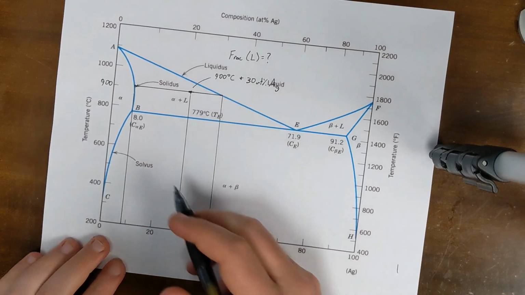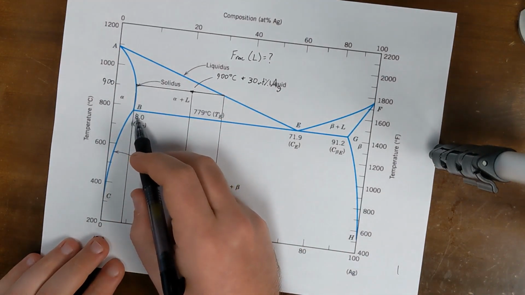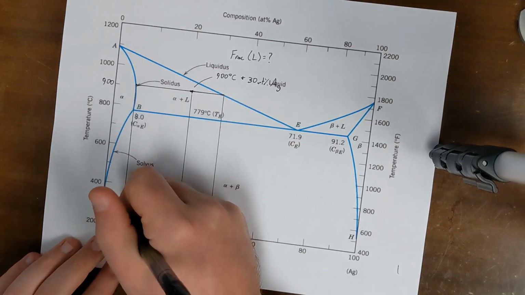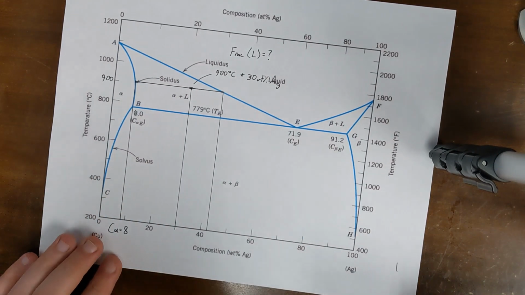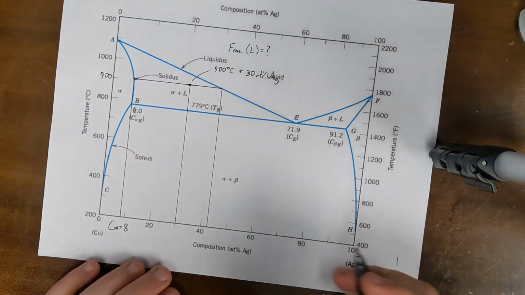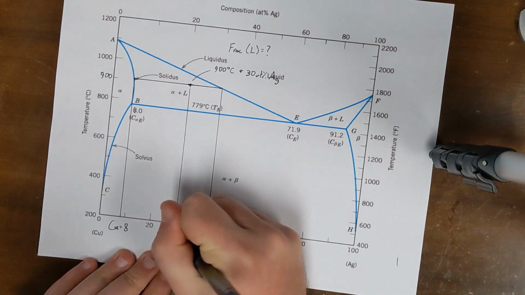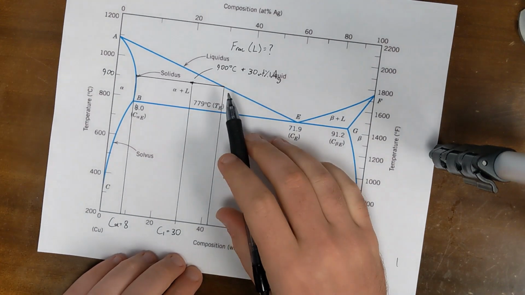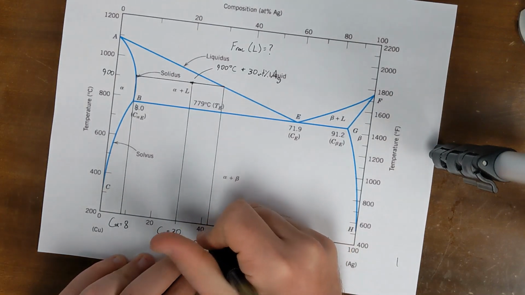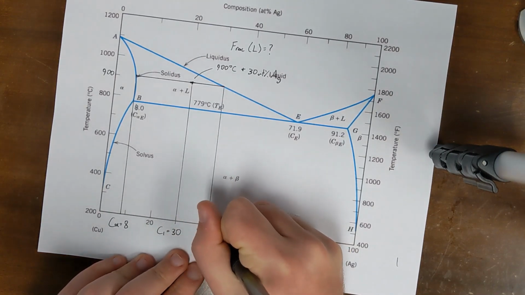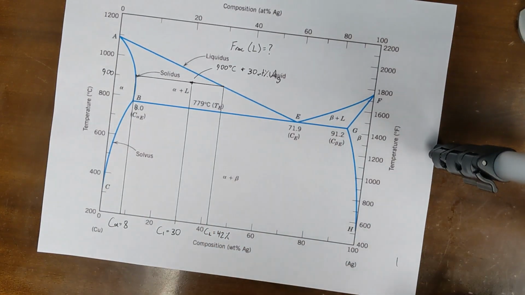All right, so our C alpha, we can pull straight down. We know this is 8 here, and it passes through this point. So we can pretty comfortably say C alpha is equal to 8. Our C naught, the C1 of our sample, C1 is equal to 30, because we defined that. And then our C liquid, about, I don't know, we'll say 42%. All these are weight percent silver.